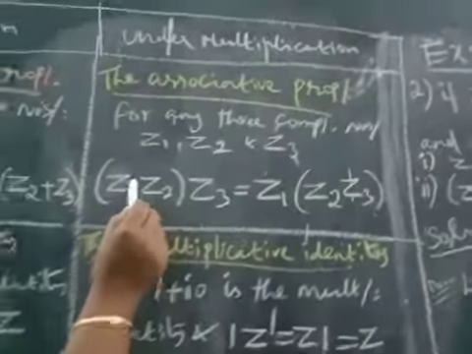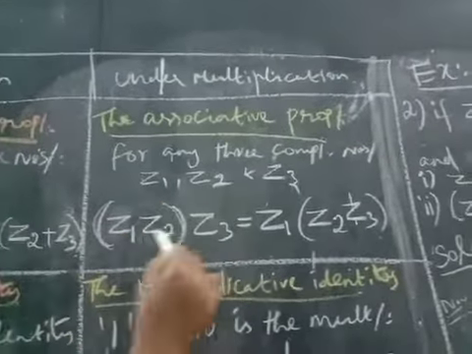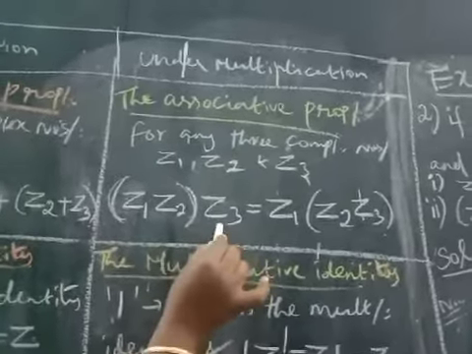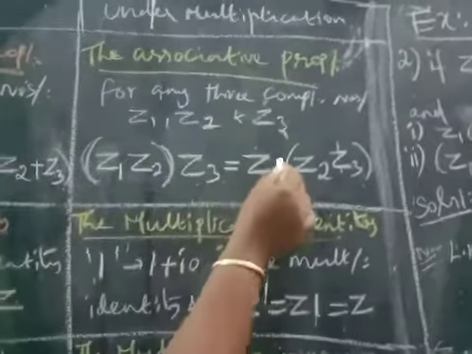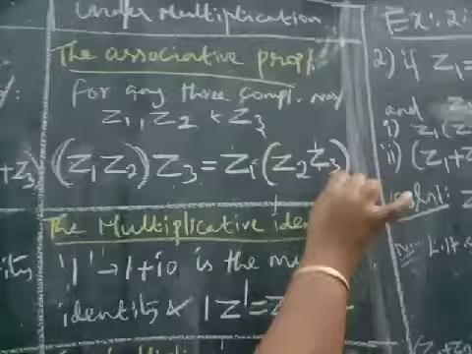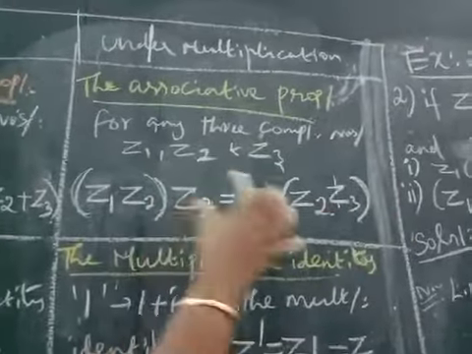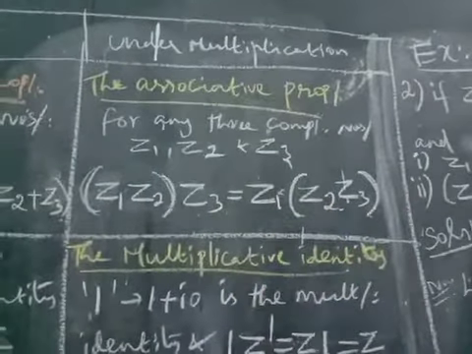See, multiplication. What will you do? Insert the multiplication symbol. Now associate these two. Z1, Z2 and Z3 is equal to Z1 into Z2 into Z3. So always these values are equal to this one. So this is the associative property.